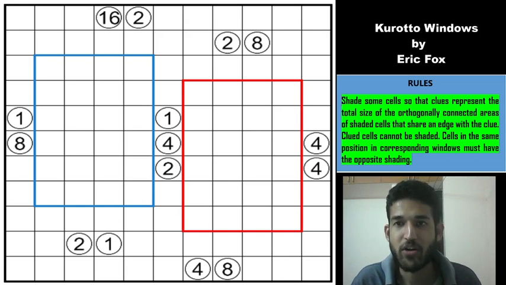Today's video is going to be on a puzzle. This is a Kurotto Windows Puzzle created by Eric Fox. Eric Fox has a blog where he posts puzzles frequently. The puzzles are all wonderful, excellently handcrafted and so much fun to solve.